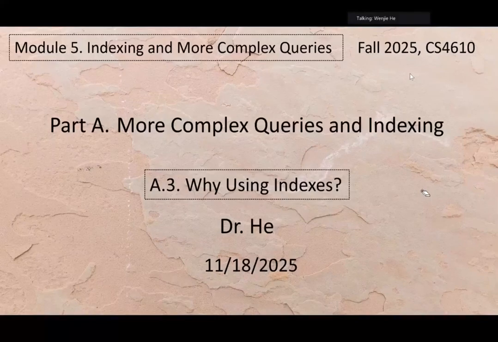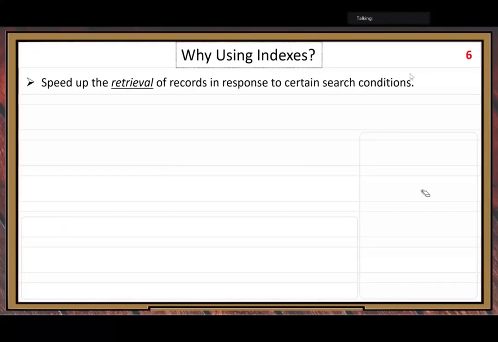All right, let me explain the idea. In this class, we do not plan to go very deep. I will describe the general high-level idea, so we won't dig into a lot of details. That is not necessary. First, the goal: speed up the retrieval of records in response to certain search conditions.